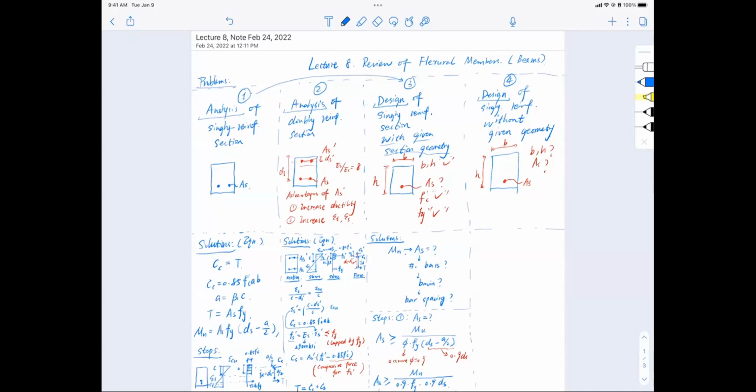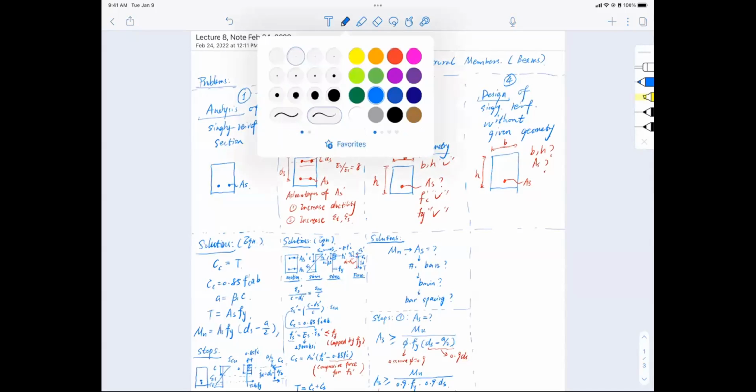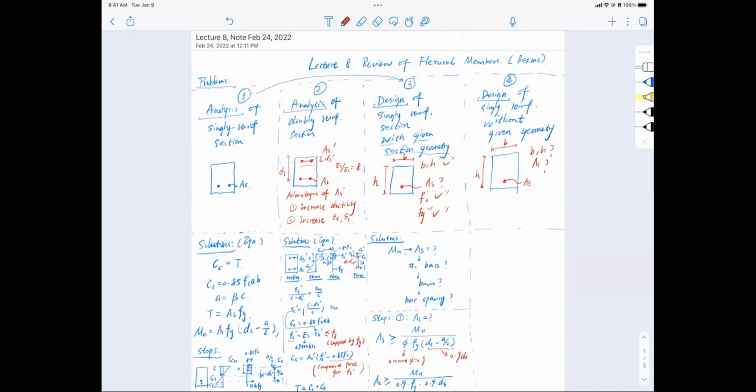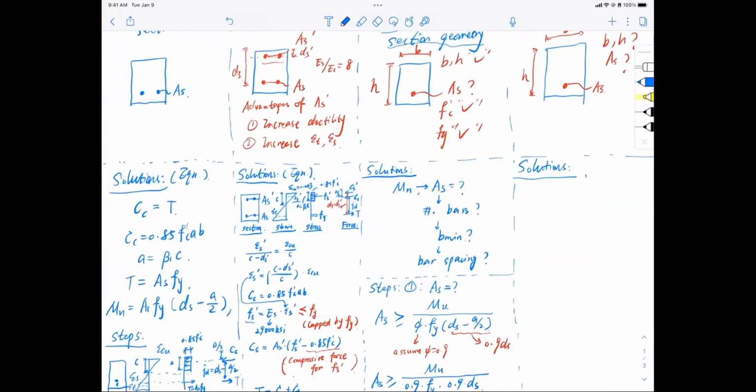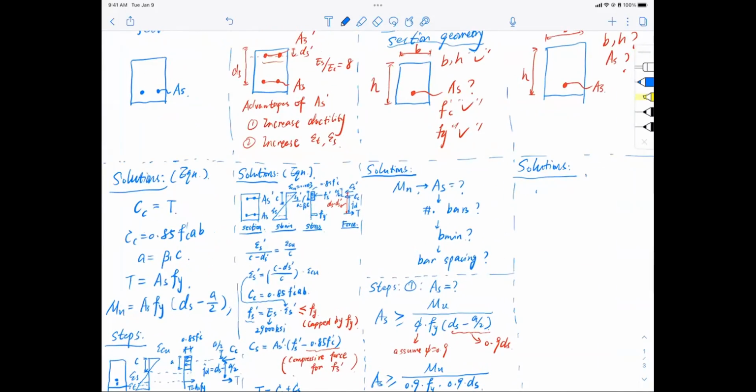And for number 4, we have to do a design without any information on the section. So if I'm going to do that, I need to do this. First thing, solutions. That means equations, right? You need to do analysis and equations and everything. So first things first, we define several parameters. Rho equal to As, only the tensile reinforcement, divided by bw ds. That is rho. Omega equal to rho fy over f'c.